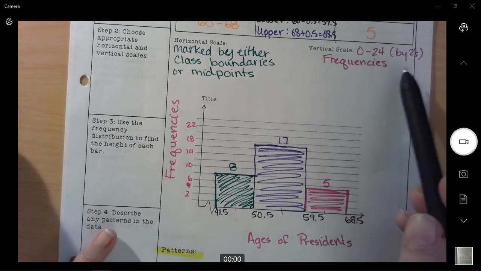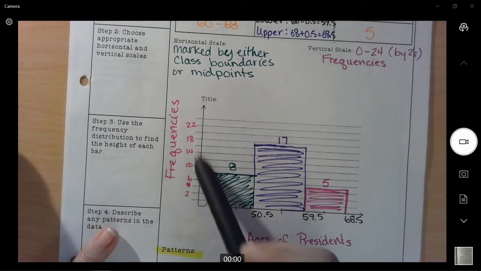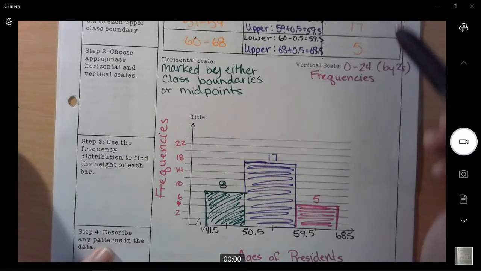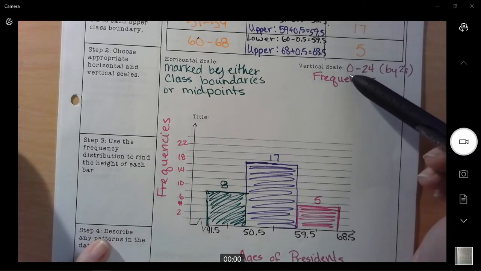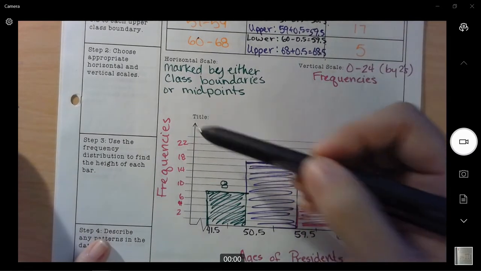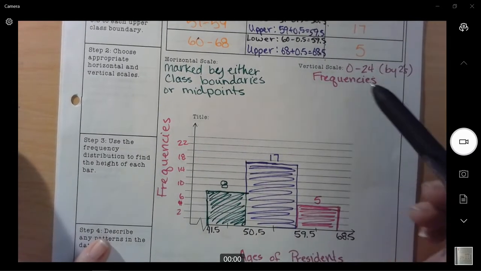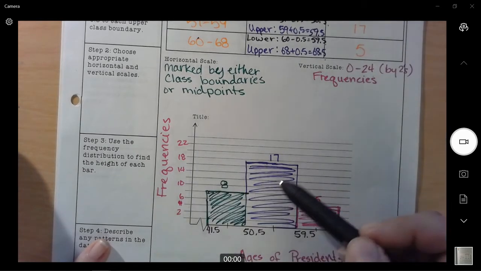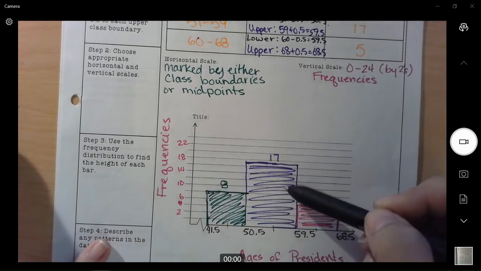The vertical scale would be counting by something that would make sense for what your data points are for your frequency. So between 0 and, in this case, 24, because of the number of lines that we had, and counting by twos, because if we'd only counted by ones, 17 wouldn't have fit onto the scale.